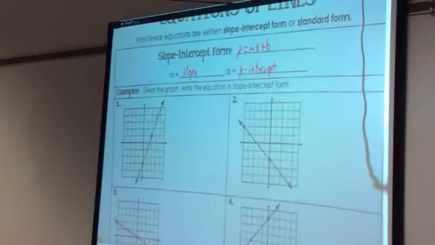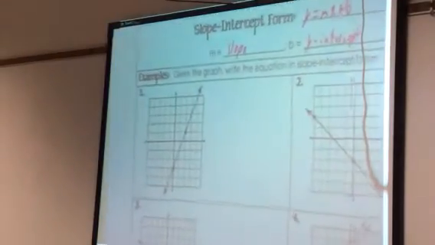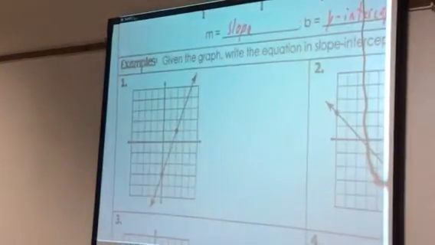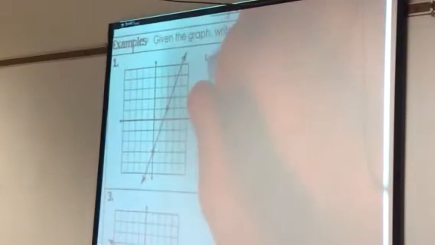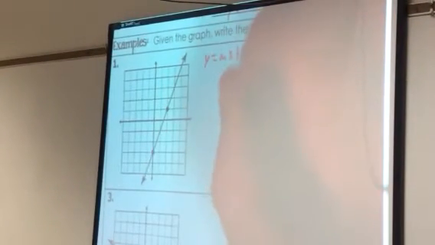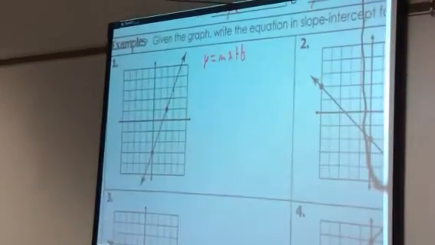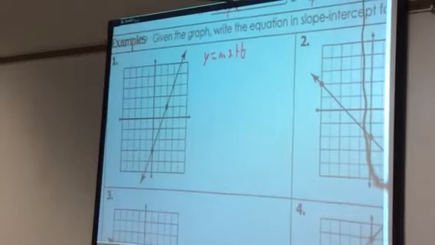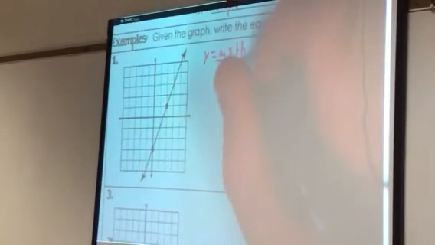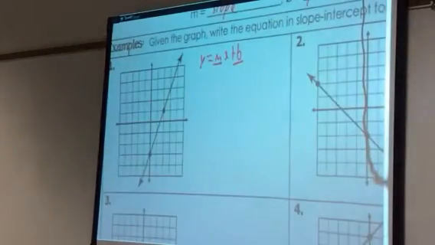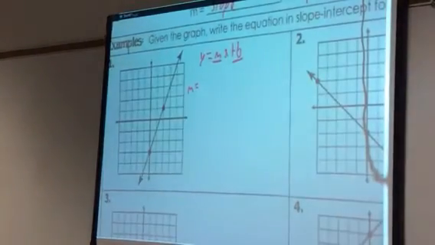So when I go down here to example 1, it gives me a graph. It says write the equation in slope-intercept form. So I'm writing an equation in y equals mx plus b. Now remember, I'm not solving an equation. All I'm doing is writing that equation for the line. So the only thing you have to figure out is your slope and your b. So the first thing you do, right here, write m equals. I'm going to figure out my slope.